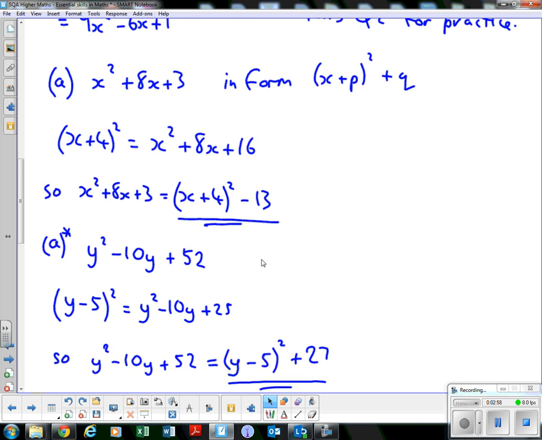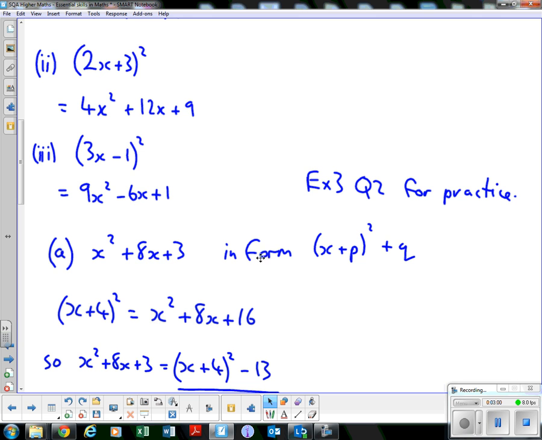So we are going to try and complete the square, which means put it into a bracket squared plus or minus something on the end. So I've got to write it as a bracket squared, then either plus or minus something, because the q could be negative. You know, if you add in negative 2, it'd just be subtract 2.